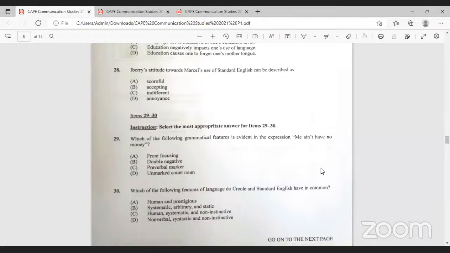30. Which of the following features of language do Creole and standard English have in common? They're human and prestigious, systematic, arbitrary, and static, human, systematic, and non-instinctive, or non-verbal, syntactic, and non-instinctive. Okay, guys, what do they have in common? For number 30.